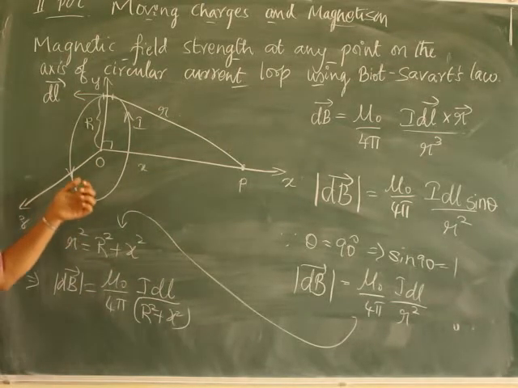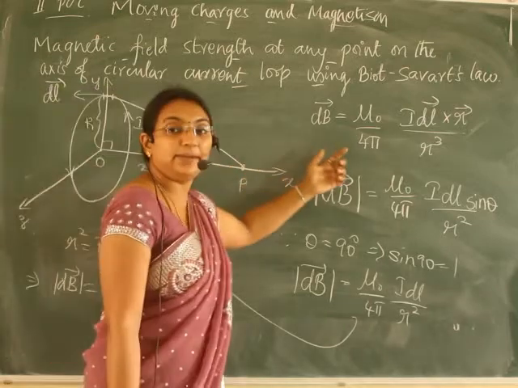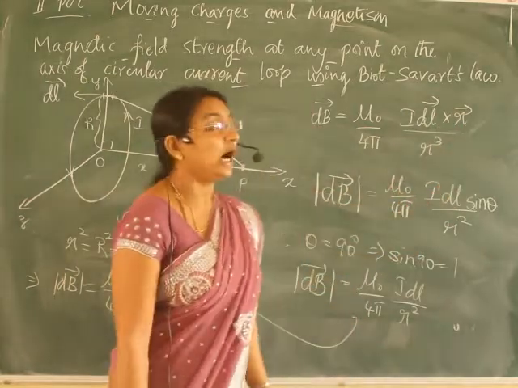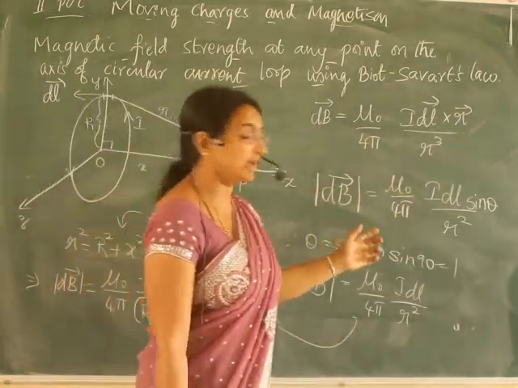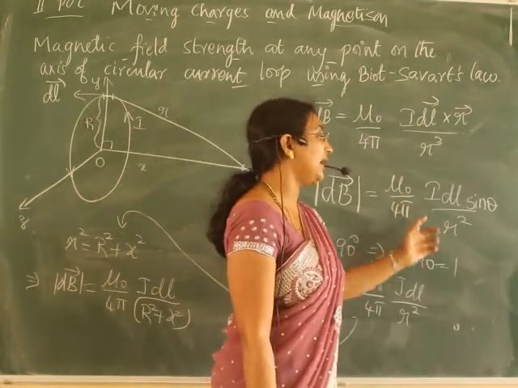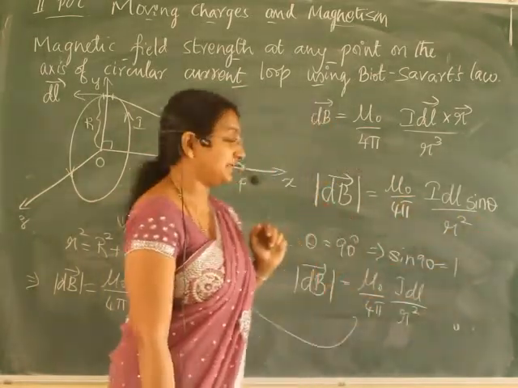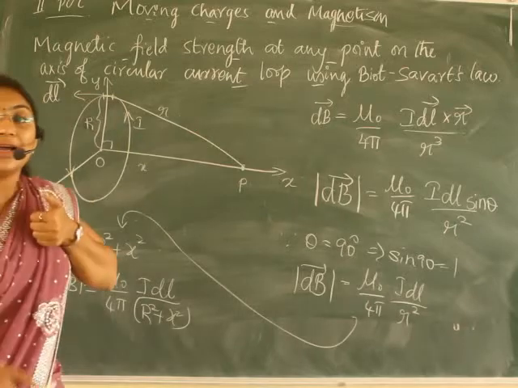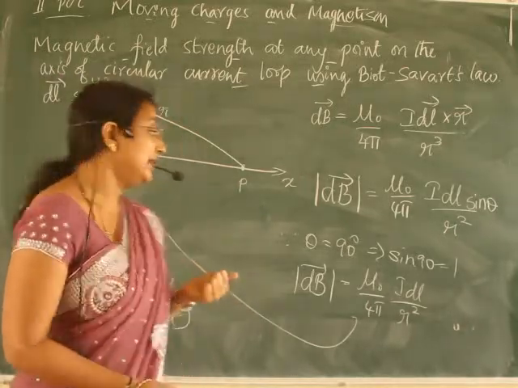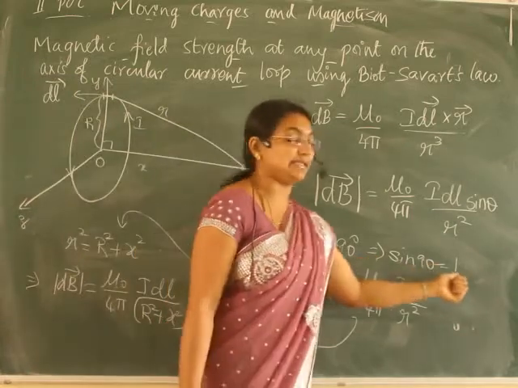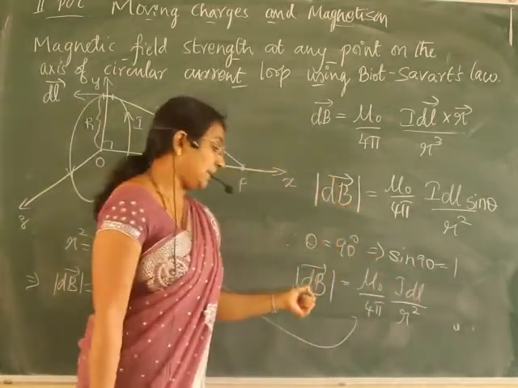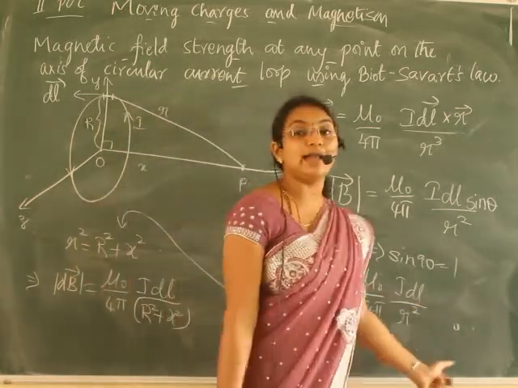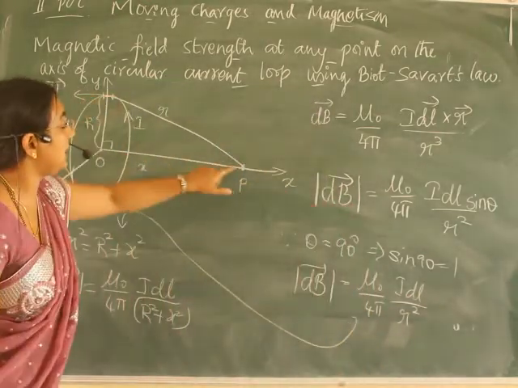Then, using the Biot-Savart law, we can write dB vector is equal to mu naught by 4 pi I dl vector cross r vector divided by r cube, or the magnitude of the magnetic field is equal to mu naught by 4 pi I dl sin theta by r square. See here, the angle between dl and r is 90 degrees. Therefore, theta is equal to 90 degrees. Sin 90 is equal to 1. Then I can write the magnitude of the magnetic field is equal to mu naught by 4 pi I dl by r square. This is nothing but a right angle triangle.